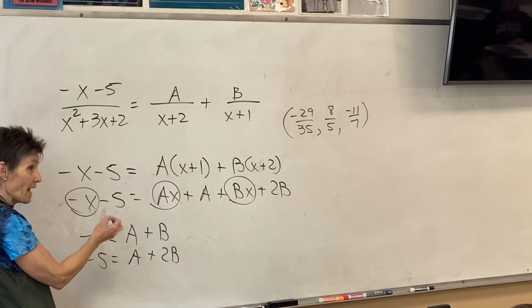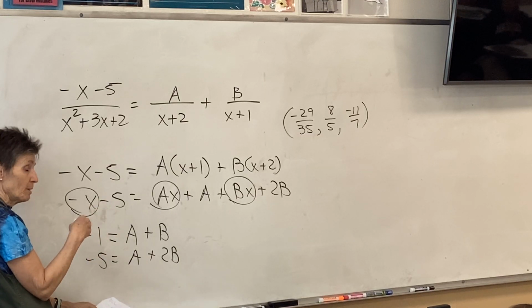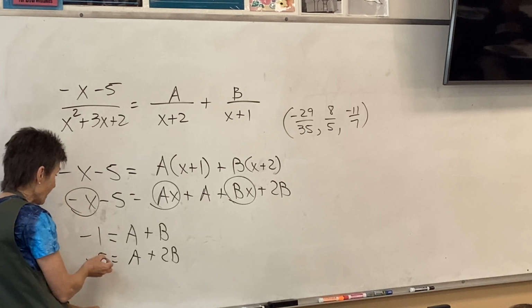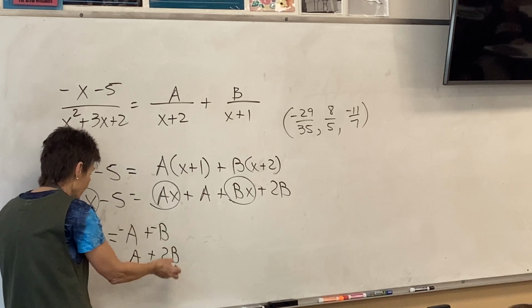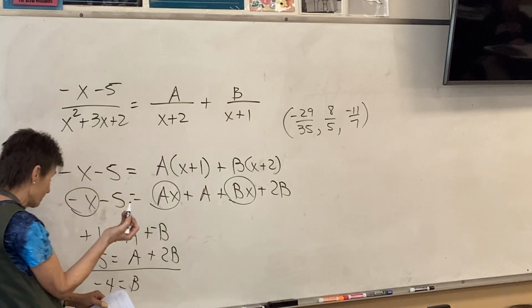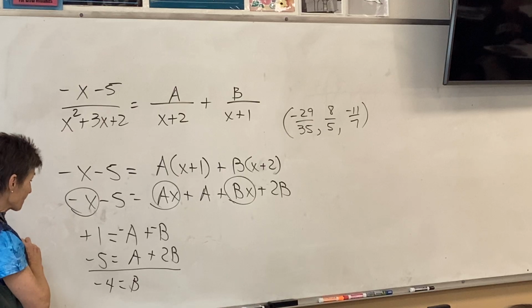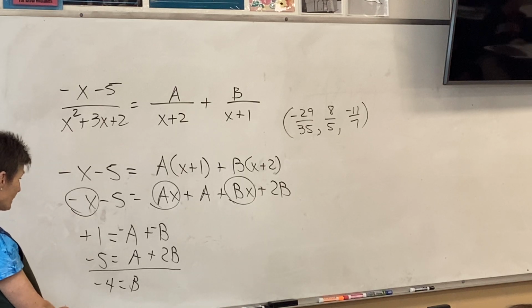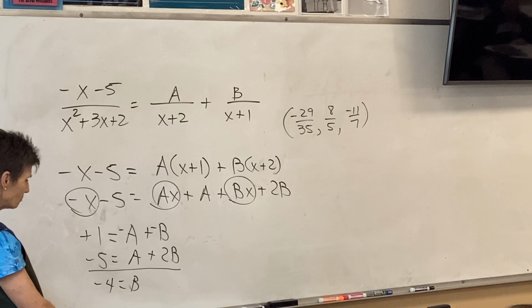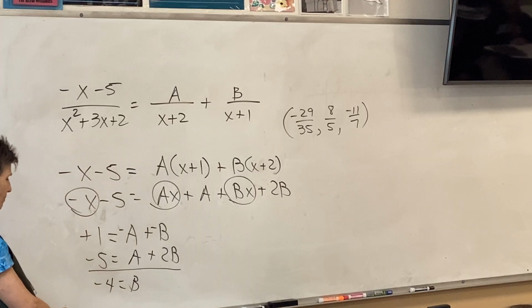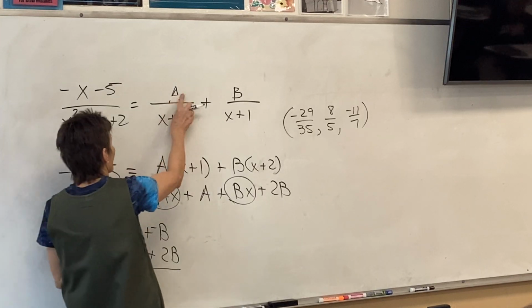And then you're gonna solve that however you want, substitution, elimination, Cramer's rule, inverse method, whatever flips your switch. I think I'm just gonna multiply this one by a negative. So negative 4 equals b. And if negative 4 equals b, it looks like a equals 3. So 2 times negative 4 is negative 8. So a is 3.